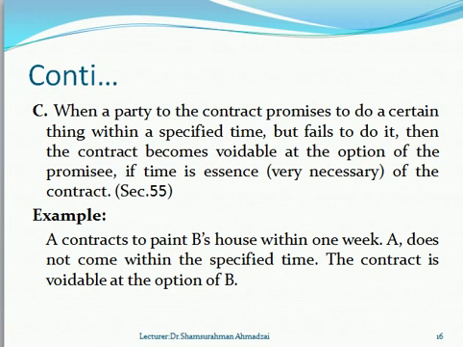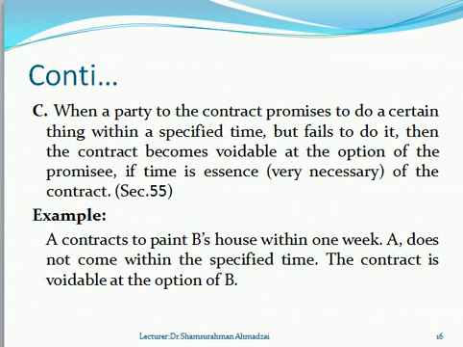So when a party to the contract promised to do a certain thing within a specific time but fails to do it, then the contract becomes voidable at the option of the promisee. If time is very necessary in the contract, اگر در قرارداد وقت بسیار مهم باشه و اون نفر نتانه با همون وقت مشخص قرارداد کار خود را انجام بده، در اینجا هم قرارداد فسخ میشه. یعنی وقت معلوم است، تا اون وقت باید کار شروع شده باشه، ختم شده باشه، لیکن تمام نمیشه، پس میتونید قرارداد را فسخ کنین.